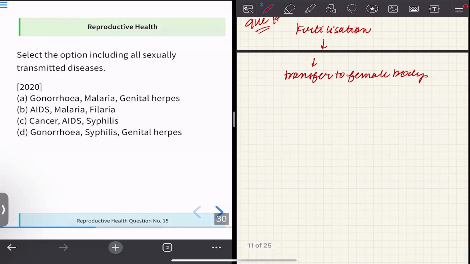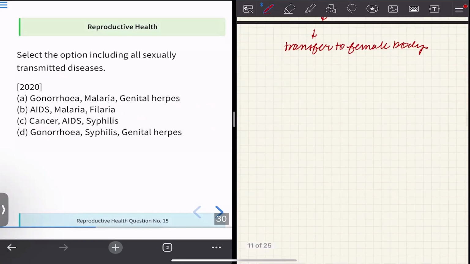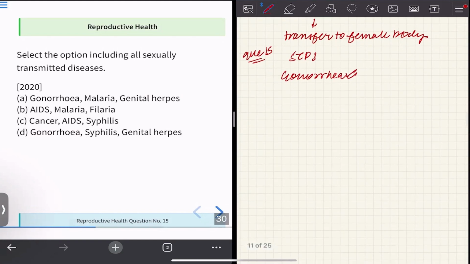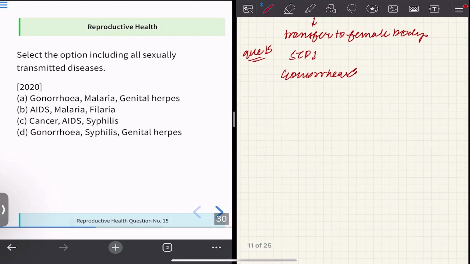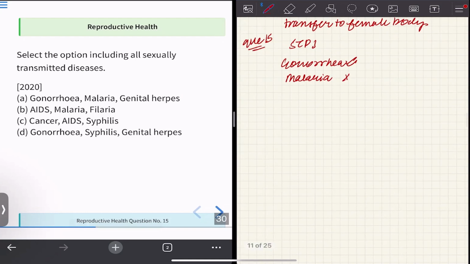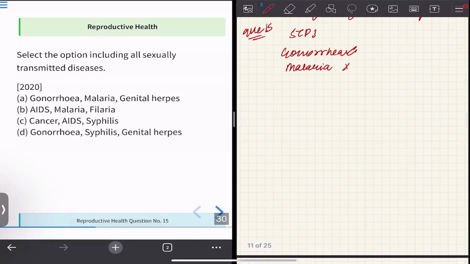Moving on to the next one, we have sexually transmitted diseases. Question number 15, we have to tell about STDs. So gonorrhea, yes, it is sexually transmitted. The organism is Neisseria gonorrhoeae. Malaria is not sexually transmitted. It is transferred by the mosquito bite. We have malaria.